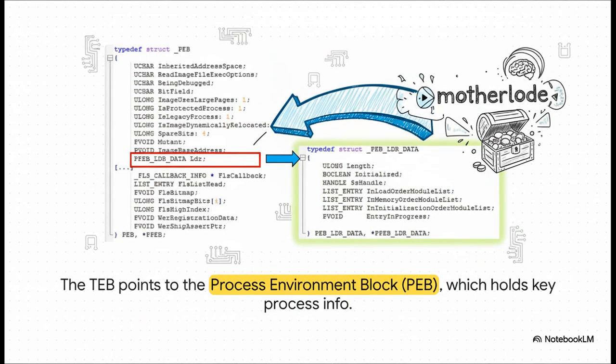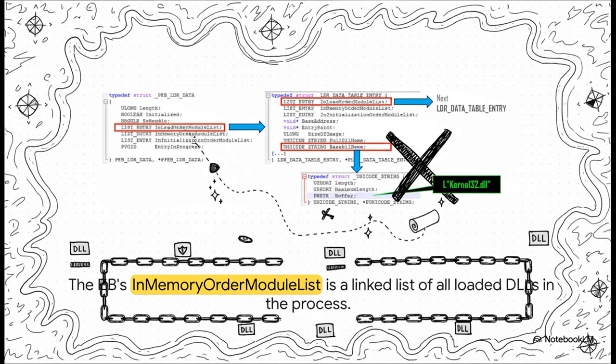Okay, so from there, we take the next step. Tucked away inside that TEB, at a specific, known spot, there's a pointer. And that pointer leads us to the mother lode, the process environment block, or PEB. This thing is a gold mine. It holds a ton of critical info about the entire process that our shellcode is now a part of. And deep inside that PEB, we find what we're looking for, the treasure map. It's a special list, a linked list, called the in-memory order module list. And what's on this list? Oh, just an entry for every single DLL loaded into the process's memory. This is how we find our way.